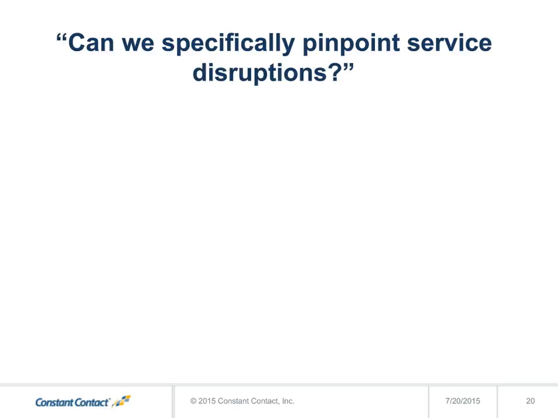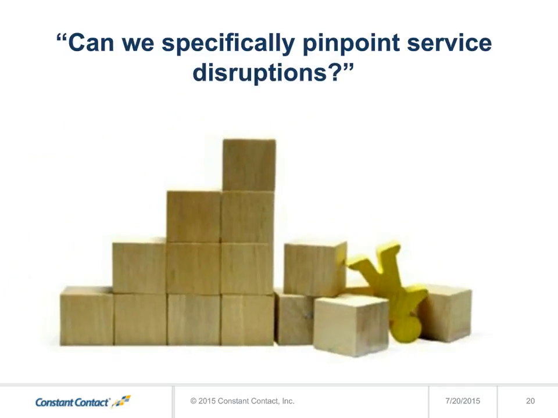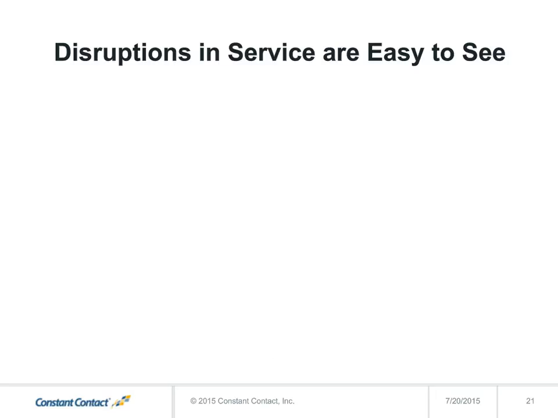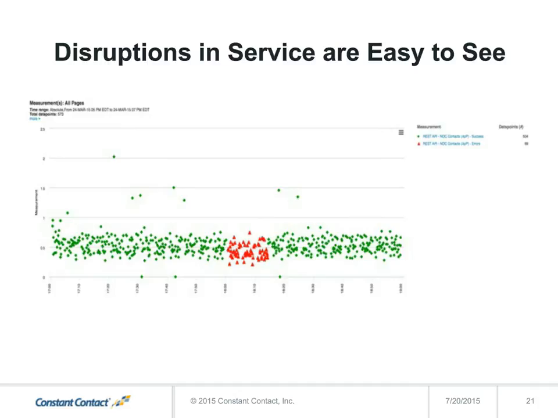Can we specifically pinpoint service disruptions? Yep. Unfortunately, it happens. We do get disruptions in service just like everyone else. And we can pinpoint them. Disruptions are easy to see. Good old-fashioned red is bad, green is good. Even though we're not focused in, we can see from afar that section of red in this display.